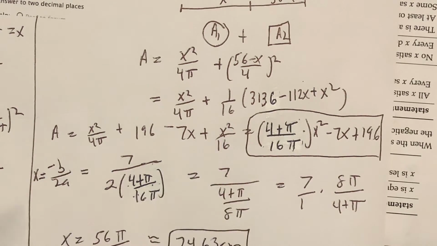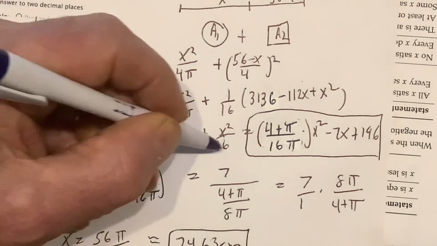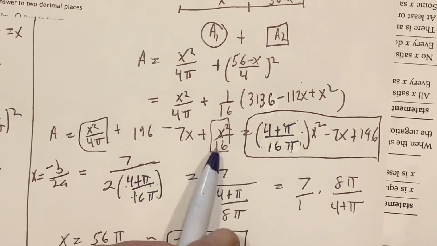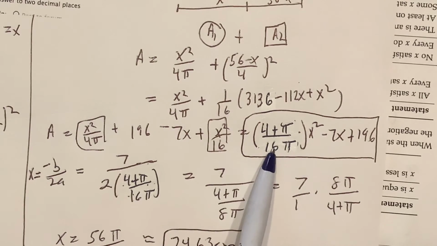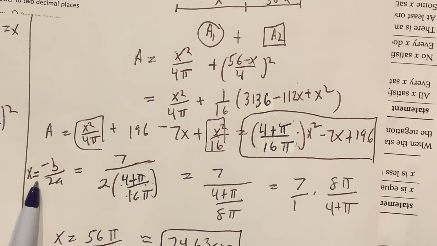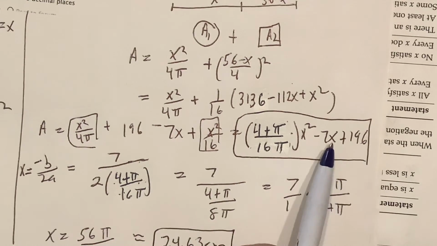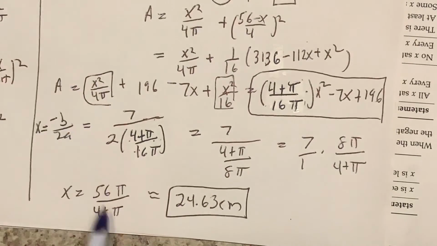And then what you do is you actually group together this term here with this term here, and you get the LCD. I did a couple steps at once. When you group those two terms together and get the LCD, you get (4 plus pi) over 16 pi. Why do you do that? Because you need to know the coefficient of x squared and the coefficient of x, because you're wanting to find where you should cut it to maximize the area, so you have to have negative b over 2a. b is going to be -7, so this becomes +7 over 2 times this. The 2 and the 16 cancel, and then when you flip this over, it looks like this, so this is what you get. And this is x.